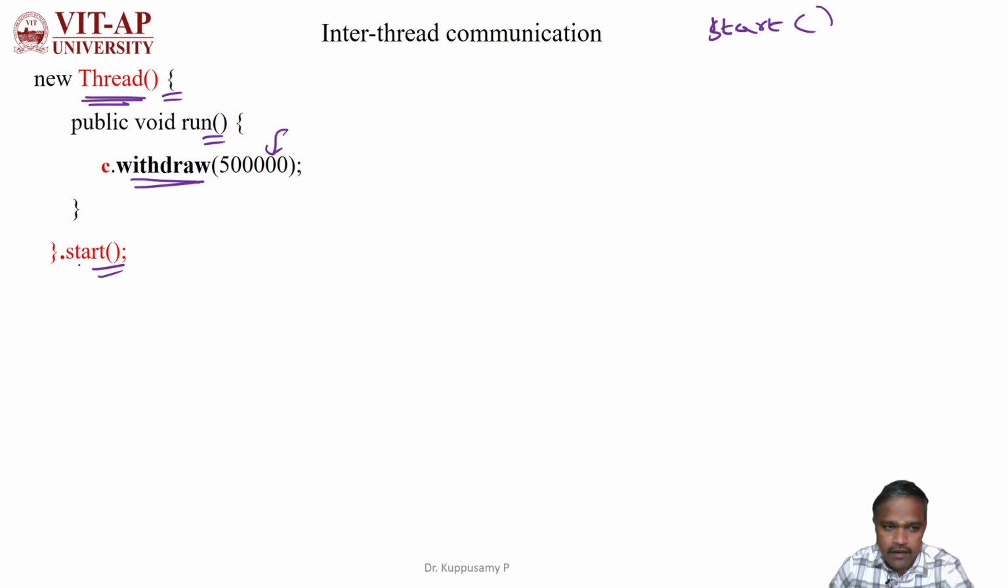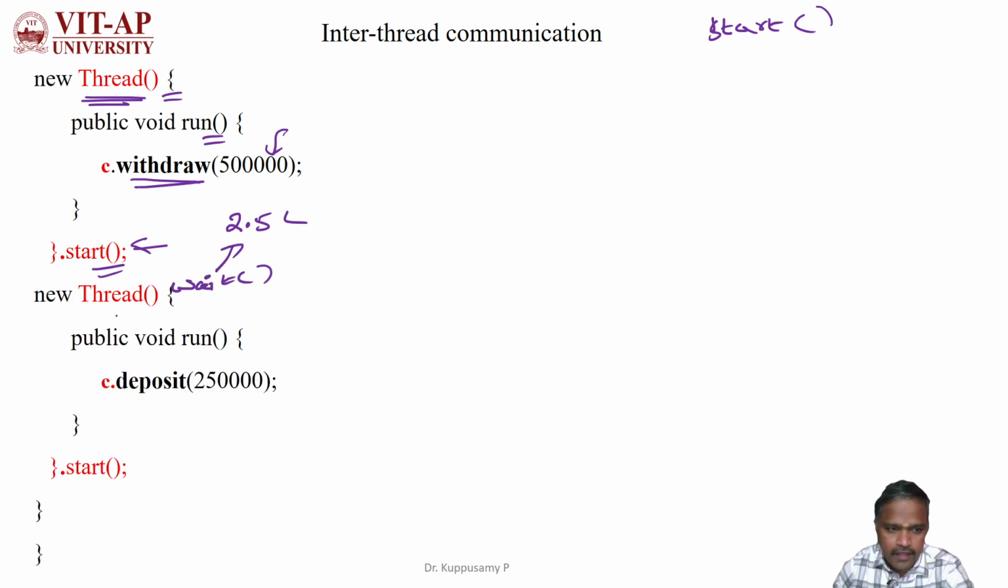Okay, then whatever we have discussed in the previous slide will be done as a process. That means it is checking the balance, right? If the balance is 2.5 lakhs, then it should wait. Okay, the wait state is introduced, right?